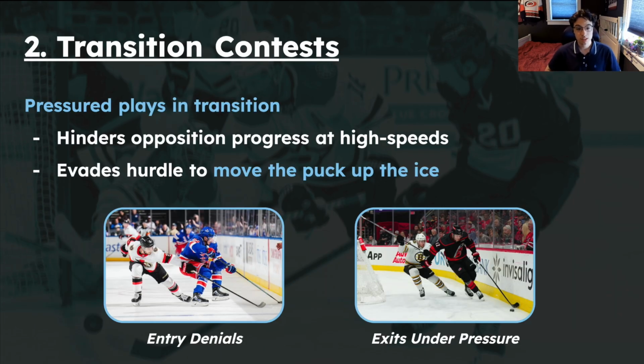Up next are transition contests. These are pressured plays specifically when a player is looking to move the puck up the ice. Defensively, this could take the form of an entry denial where a player uses his body or stick to hinder the opposition's progress at his blue line. Whereas if you're looking at plays as a puck carrier, this could take the form of an exit while being under direct pressure from an opposing forechecker.